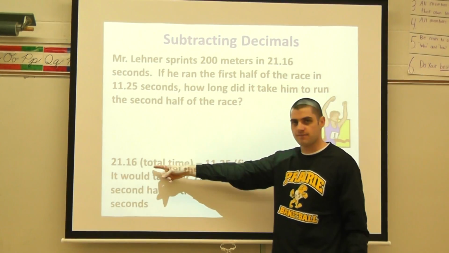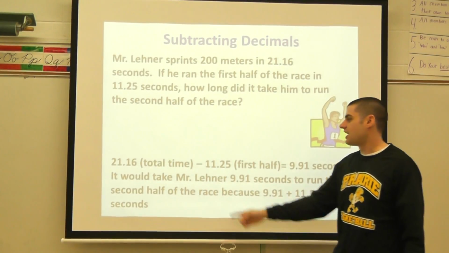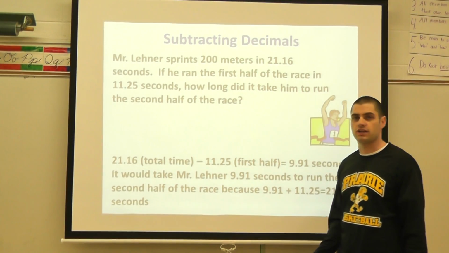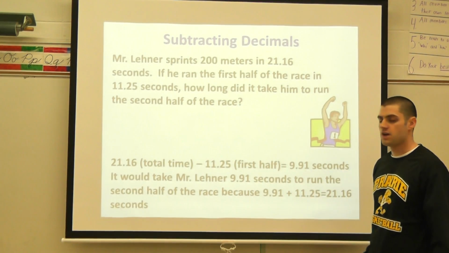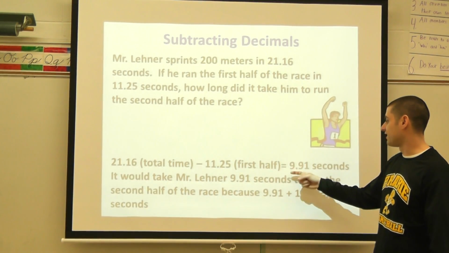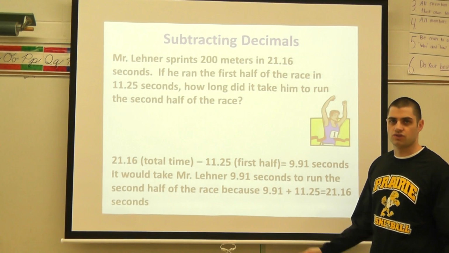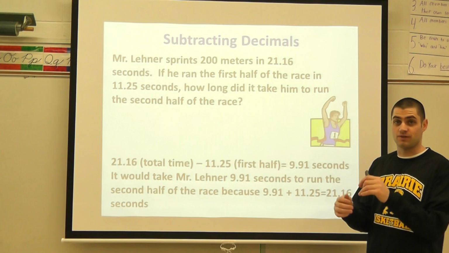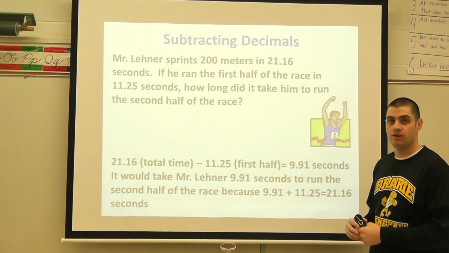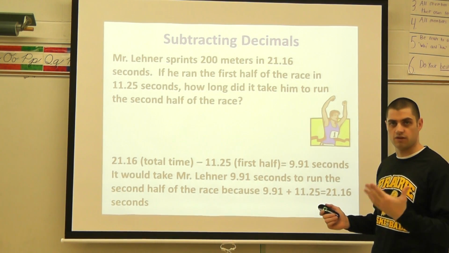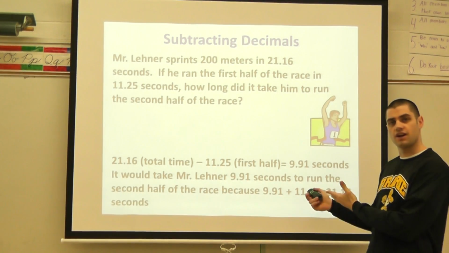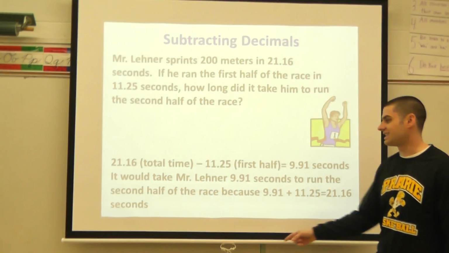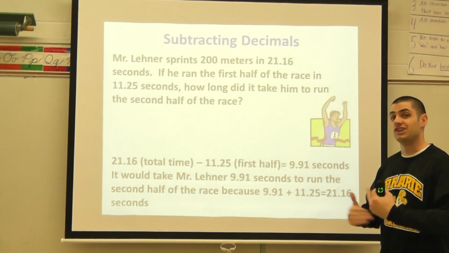I'm going to take the total time of 21.16 and I'm going to subtract the first half of the race. So I'm going to subtract 11.25, which is the first 100 meters that I ran. That gives me 9.91 seconds. So I have to figure out, well, what does 9.91 mean? Yes, I type it in my calculator, I get this nice little fancy decimal, but I don't know what it means. So this is where we use our reasonableness in our answer.